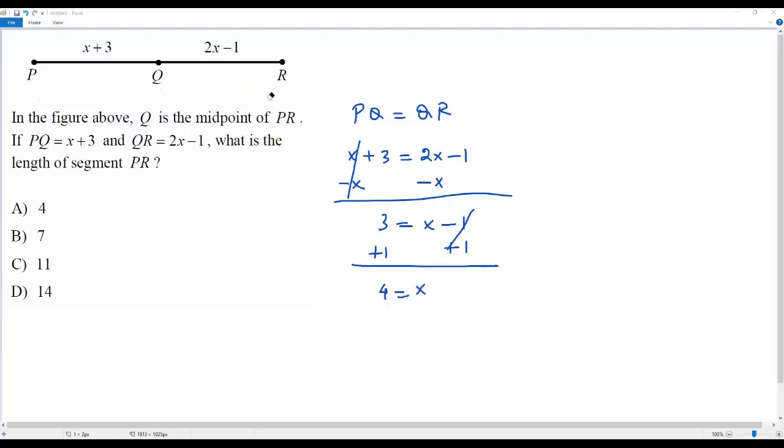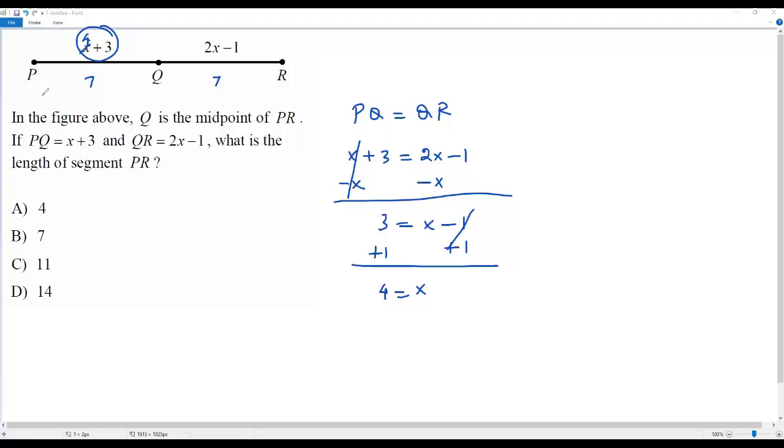So when x equals 4, what is the length of PQ? For that, we have to plug in x equals 4 over here. If I plug in x equals 4 over here, 4 + 3 will become 7. That is, the length of PQ is 7. Then what is the length of QR? That is also 7, because PQ and QR are equal because Q is the midpoint. Even if I plug in x equals 4 into this one, it will become 2 times 4 is 8. 8 - 1 will become 7.